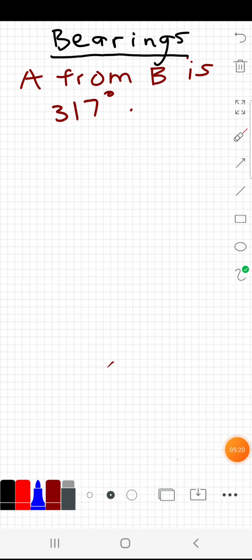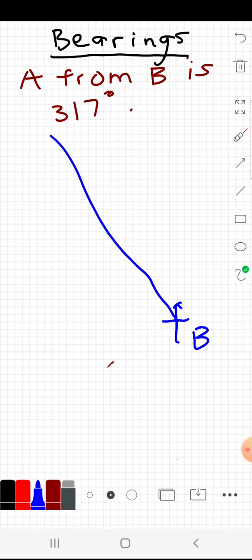Thank you. So the bearing of A from B is 317 degrees. So as usual, from B means I'm starting from B. So this is my B this time. This is my B. 317 is between 270 and 360. That's between the west and the north. So my line is right here. That should be a straight line. Okay. So this is my A.